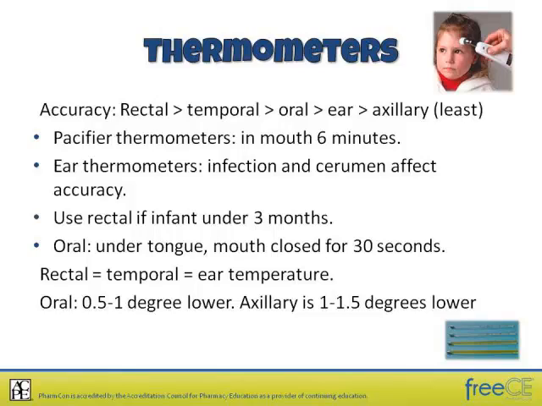The rectal temperature is equal to the temporal temperature, which is equal to the ear temperature. The oral temperature is 1/2 to 1 degree lower, and axillary is 1 to 1.5 degrees lower.